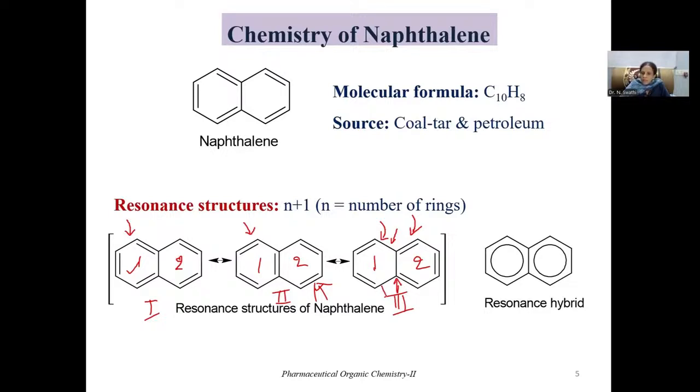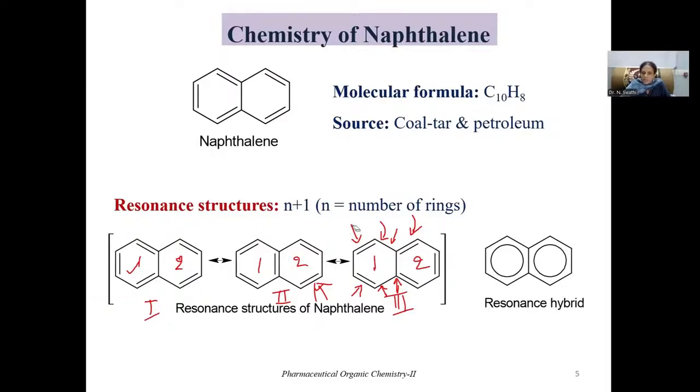Now the adjacent positions we have to leave. We should not keep any double bond there, so we are left with only these two positions to keep the double bond. That is how two double bonds should be adjusted with respect to the first ring system. So this is how, as you are already aware, the meaning of resonance structures applies.